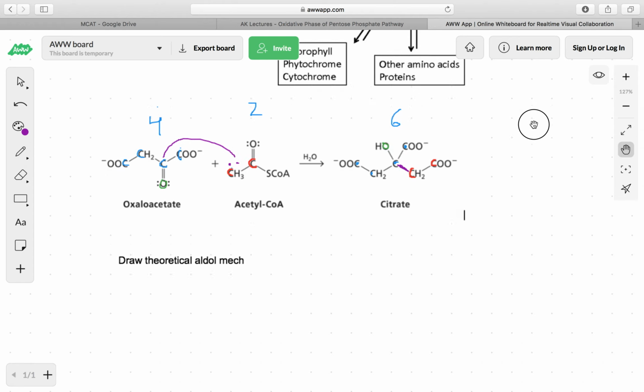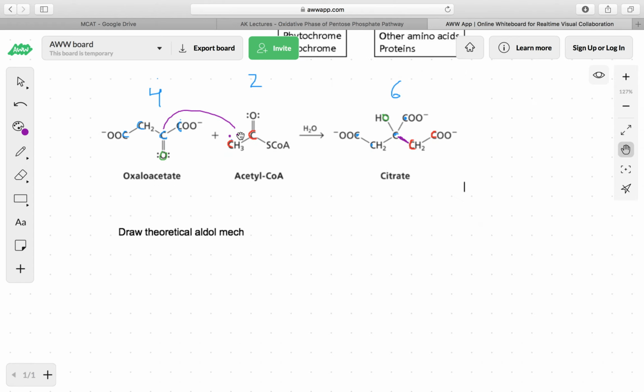Let's draw out a sample mechanism of what happens here. So let's say I do form this enolate, and then I attack this carbonyl group. So let's see what I end up getting from that.